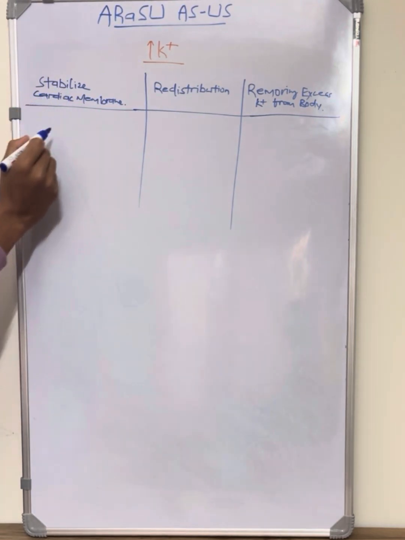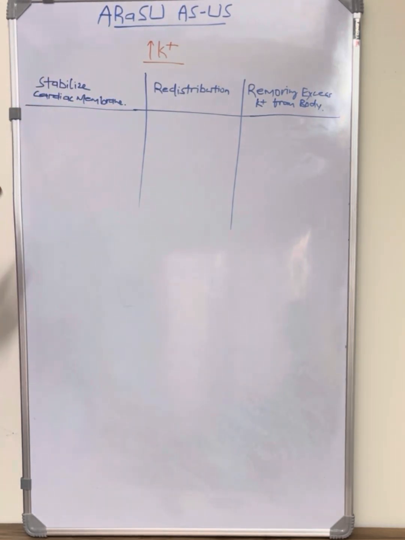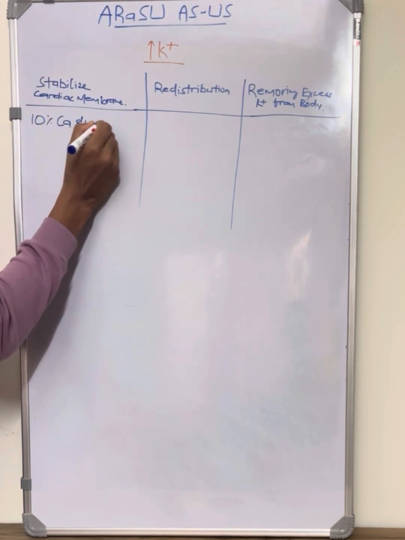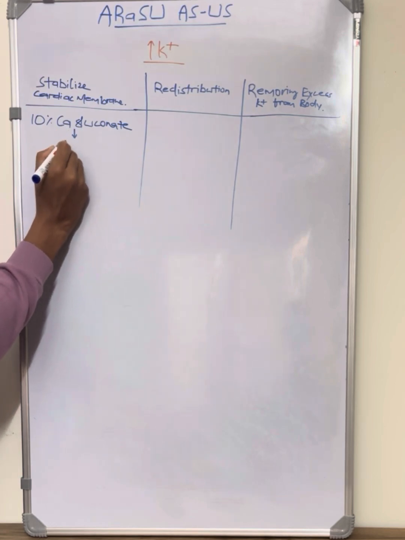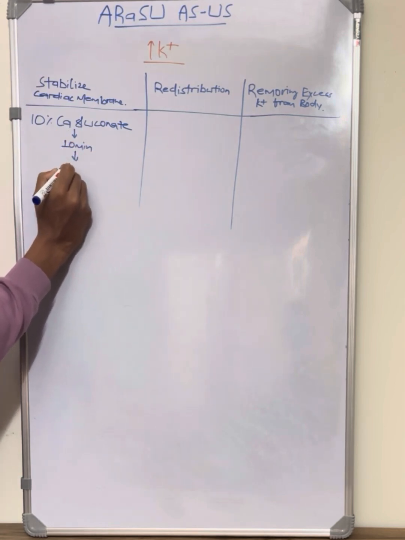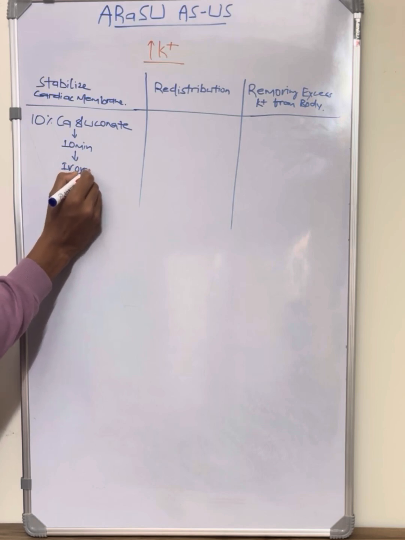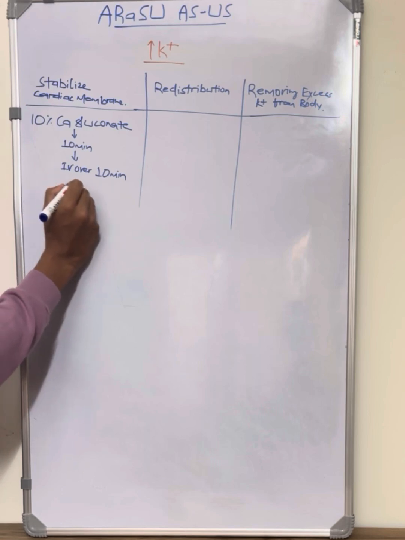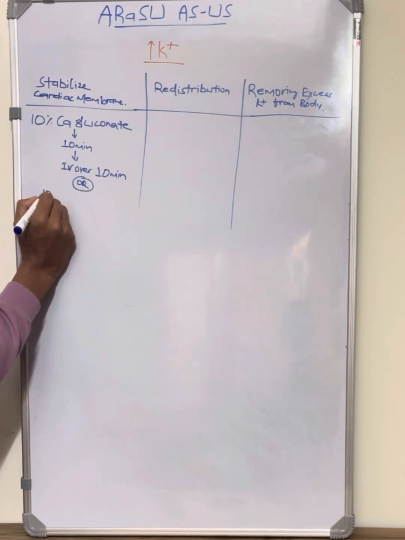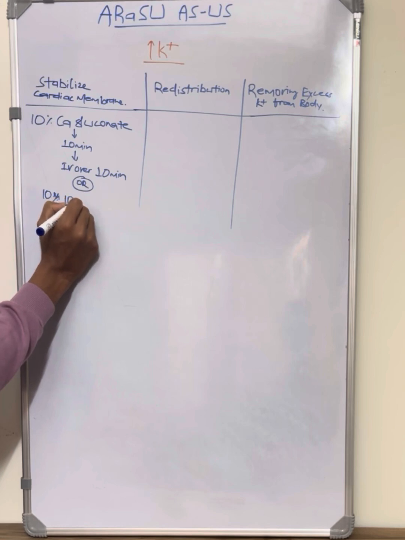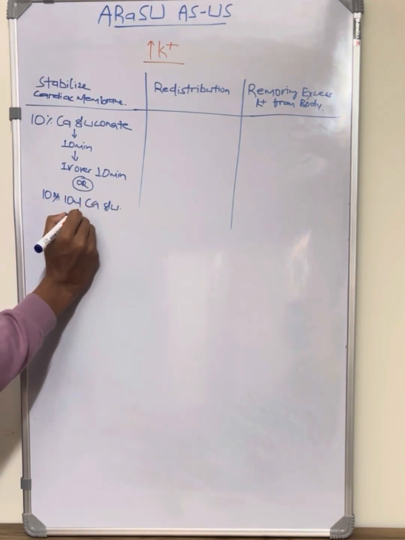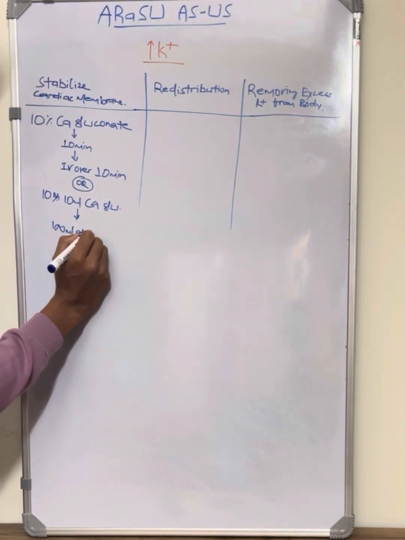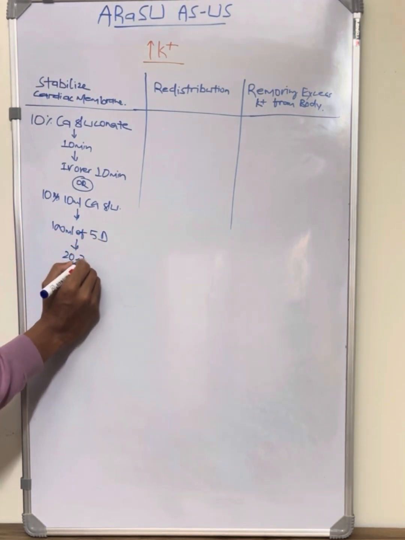To stabilize the cardiac membrane and to increase the threshold of the action potential, we can use 10% calcium gluconate, 10 ml, which can be given IV over 10 minutes. Or the same 10 ml of 10% calcium gluconate can be injected in 100 ml of 5D and given over 20 to 30 minutes.